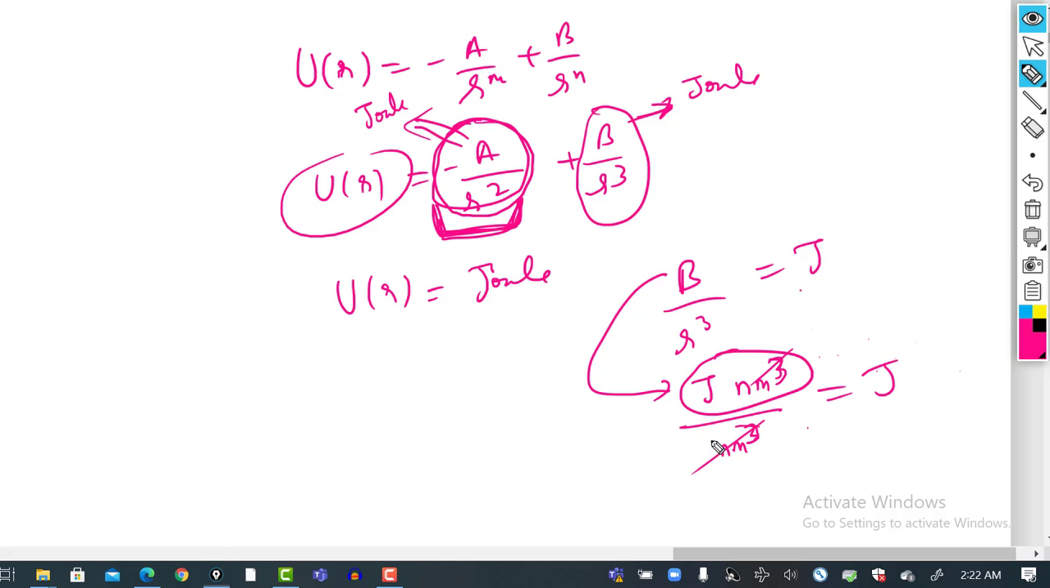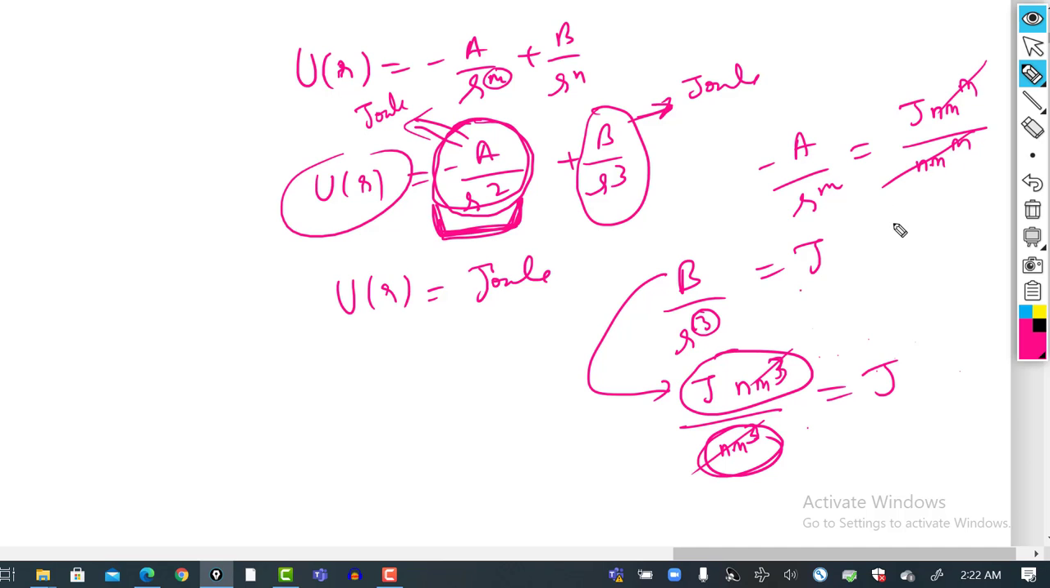The cube is coming from this part, which has power 3, and similarly the other part has M. Actually, minus A by R to the power M means A should have unit joule nanometer to the power M. R is nanometer, so nanometer to the power M cancels out with nanometer to the power M, and we are going to get only joule. That is the whole part. So the unit of A is joule nanometer to the power of whatever the power is here. If it is 2, it will be 2. If it is 3, it will be 3. Now I hope you understood. If you don't understand, please watch my video again. You will understand, I know.